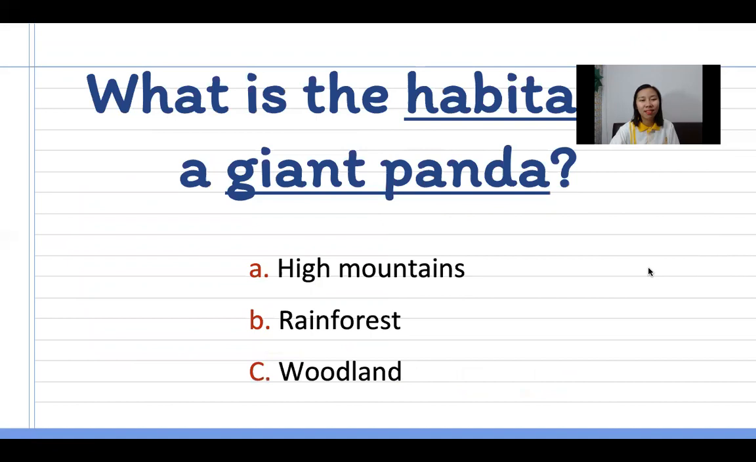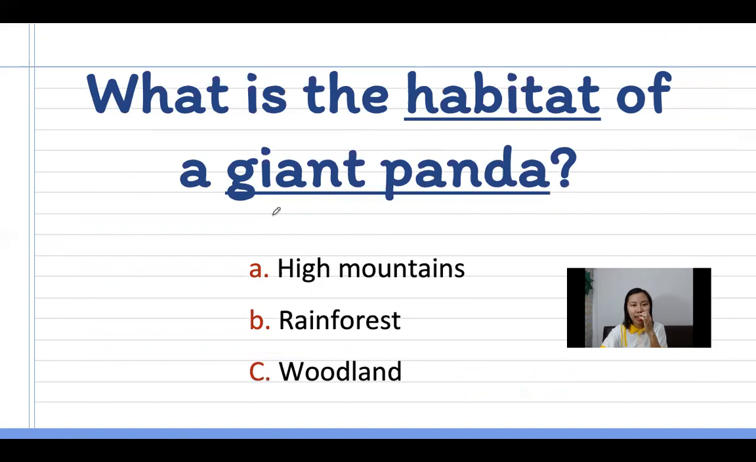What is the habitat of a giant panda? A, high mountains. B, rainforest. C, woodland. Again, what is the habitat of a giant panda? A, high mountains. B, rainforest. C, woodland.